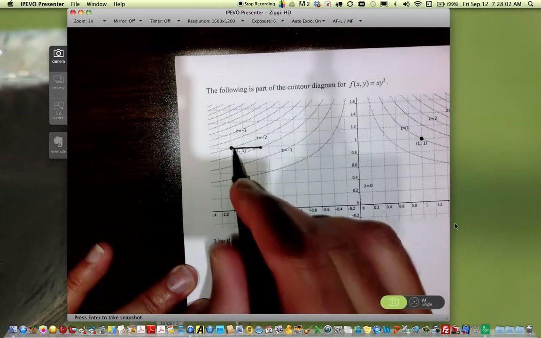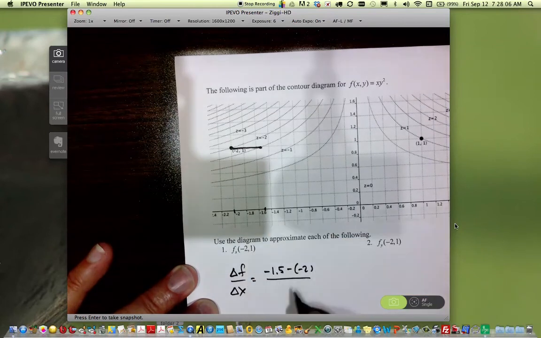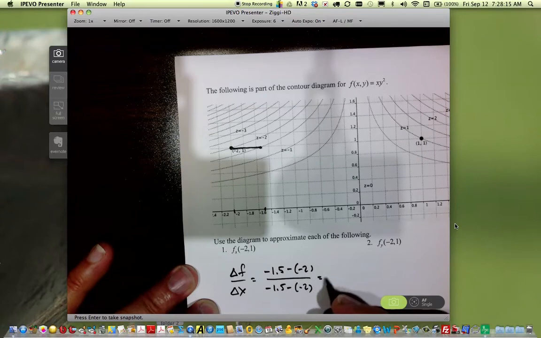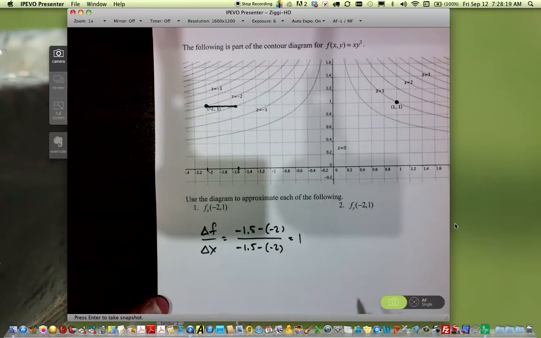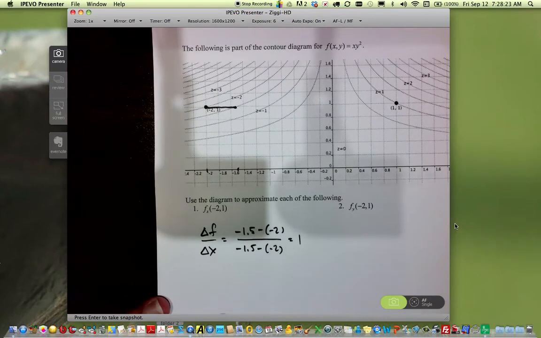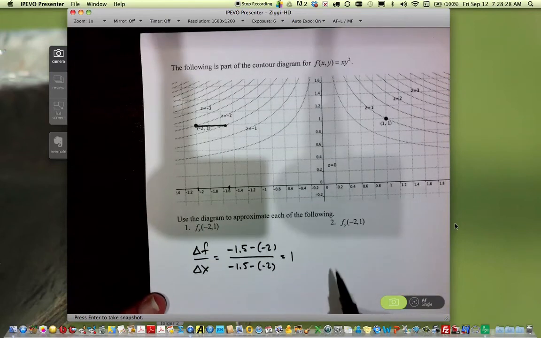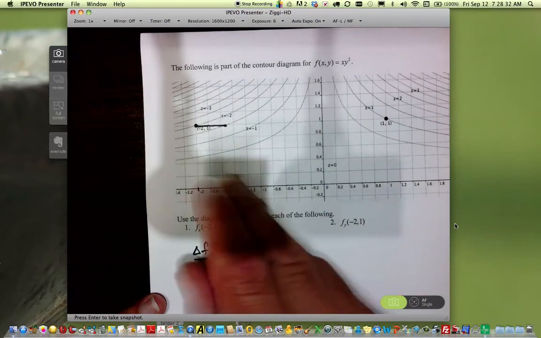And then moving across, this is -2. This looks to be about -1.5. So the change in x is going to be -1.5 minus -2. And again, we're going to get 1. And if you look at the second page of this handout, I think we found out that that was exactly the same values, only we found them using the table. Okay, so as we move in this direction, we're moving uphill at a rate of 1.